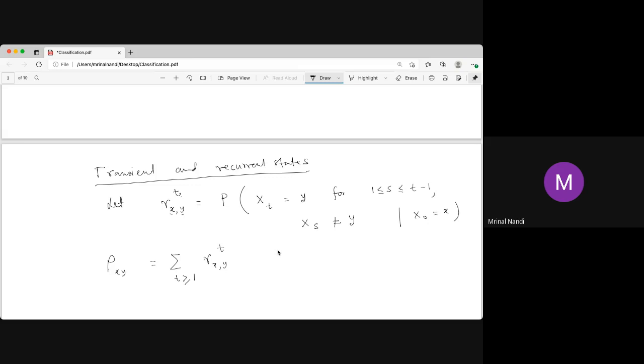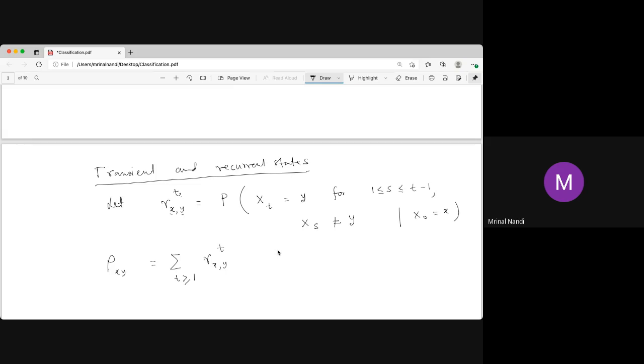That means if you take the union of all these events: after one step we first reach there, after 2 steps we first reach there, after 3 steps we first reach there, after n steps we first reach there. If you take the union over all n, what is the meaning of that? That means we ever reach there. Maybe 1 step, maybe 100 steps, we reach there, not necessarily the first time.